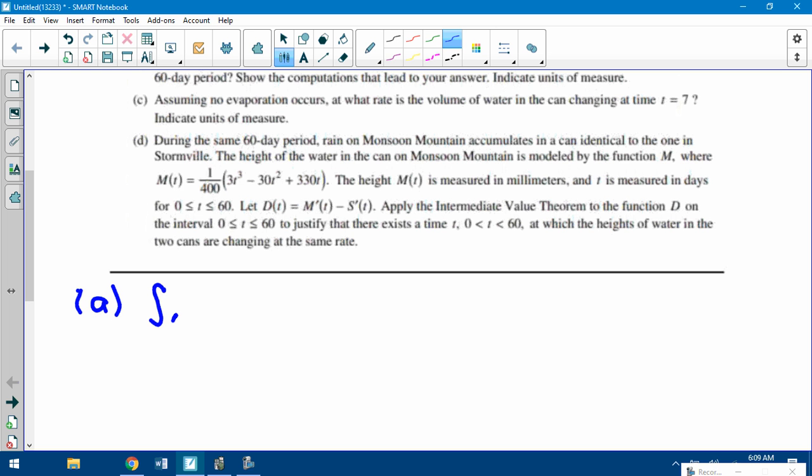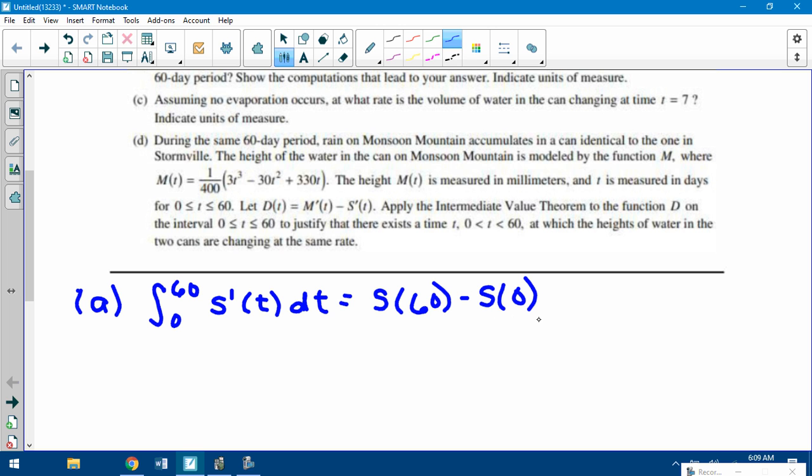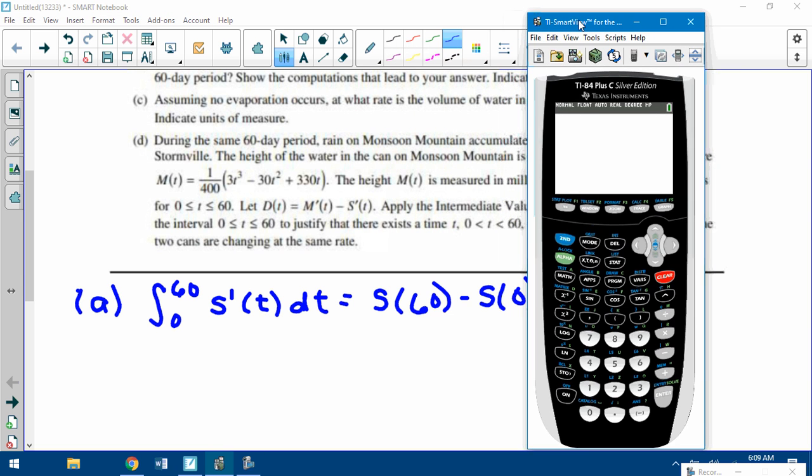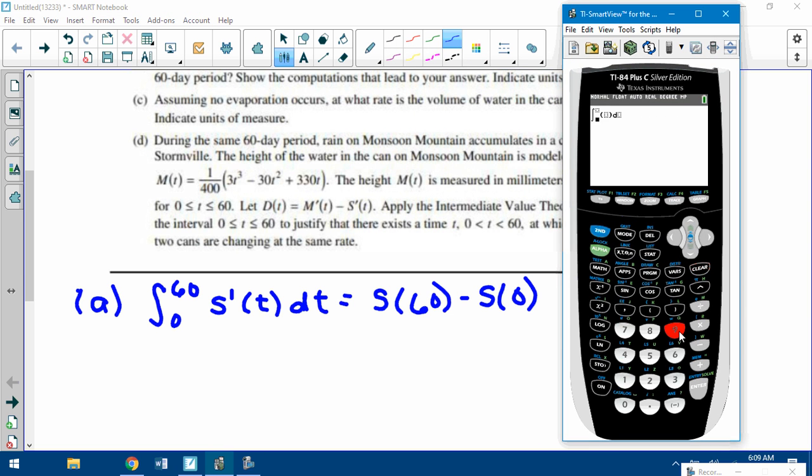So the integral from 0 to 60 of s prime of t, remember your dt's, they will take off for that, equals the height at 60 minus the height at 0. Okay, so then I can plug that in. The integral from 0 to 60, and again, s prime is 2 sine of 0.03x plus 1.5 dx.